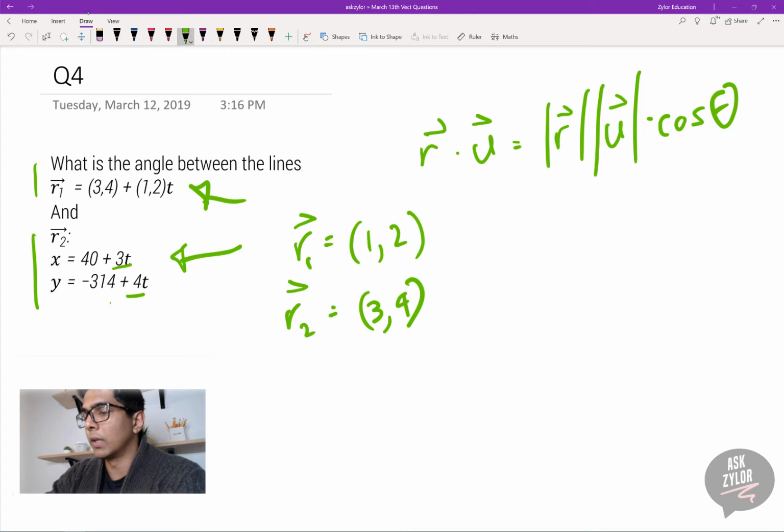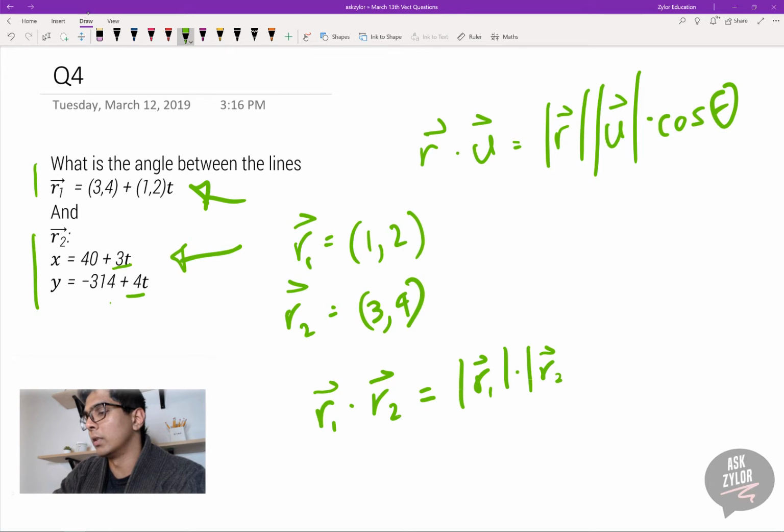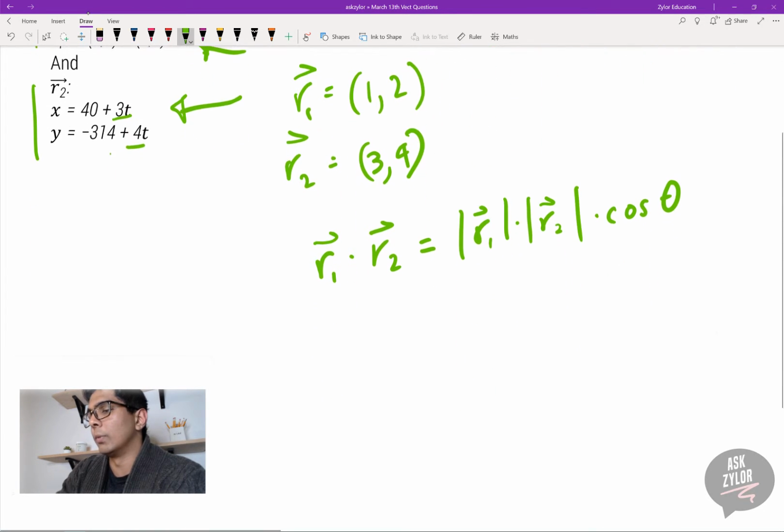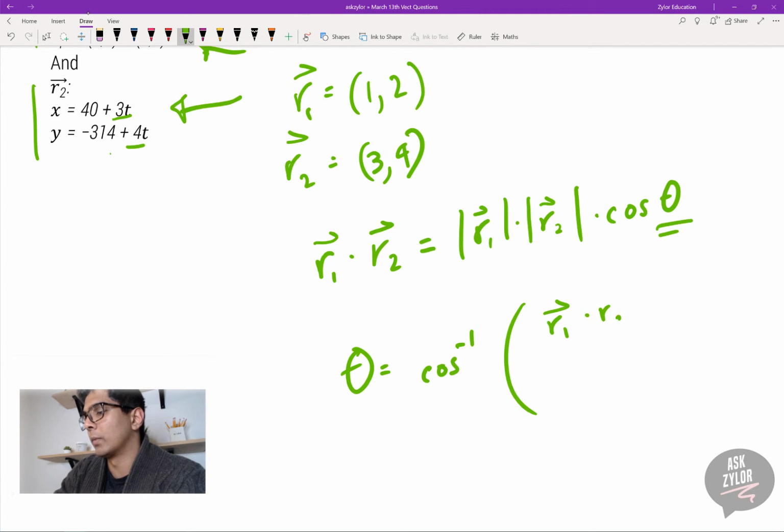So what I'm going to do is plug these into my dot product of two vectors. So I have R1 dot R2 is equal to the magnitude of the two vectors times the cos of the angle between them. So I'm going to rearrange this equation to give me my angle. So I have theta is equal to cos inverse of R1 dot R2 divided by the magnitudes of each of them.